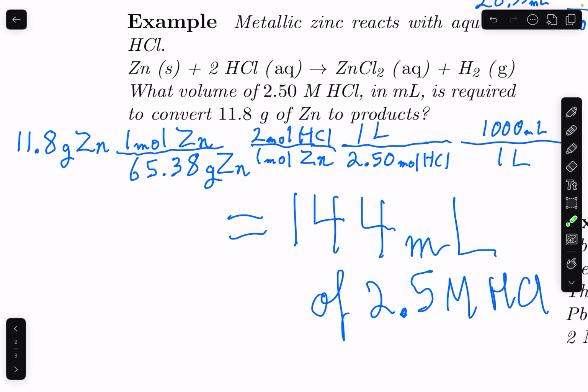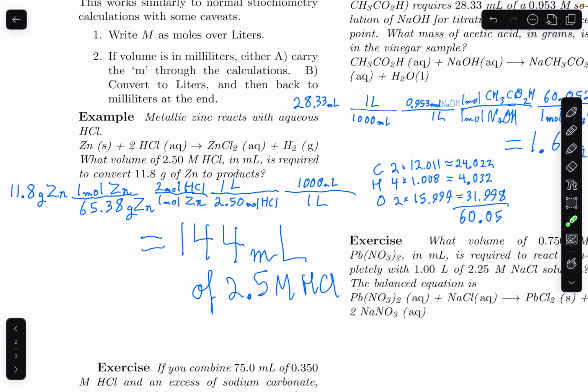And then convert that into liters by using the concentration. So 2 moles of hydrochloric acid cancels out with the moles of hydrochloric acid there. It leaves us with liters. Multiply by 1,000 to get milliliters. And we get our answer, 144 milliliters of 2.5 molar HCl. So that's around a cup or so. A little bit more than a cup.